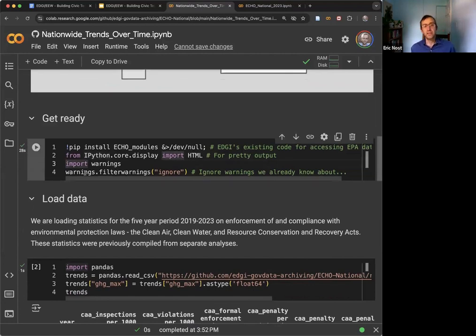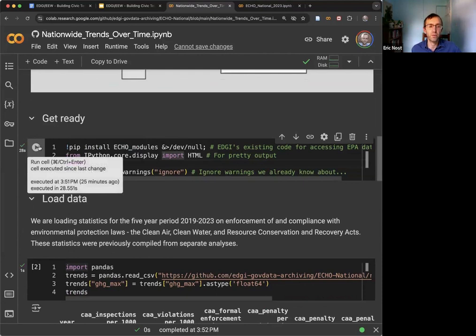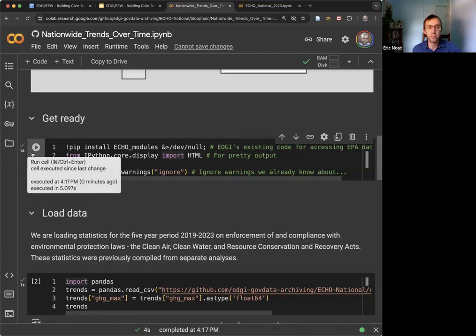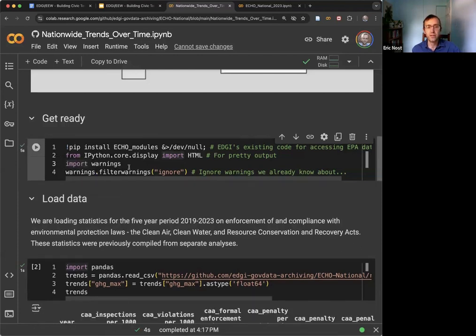So the first cell of this notebook essentially just brings in extra code to help us perform the rest of the analysis. And I've already run it for the purposes of this demo, but I'll run it again just to give you a sense of what it looks like to interact with a notebook. I'm simply pressing play, and it's doing the work of retrieving all that extra software for me.